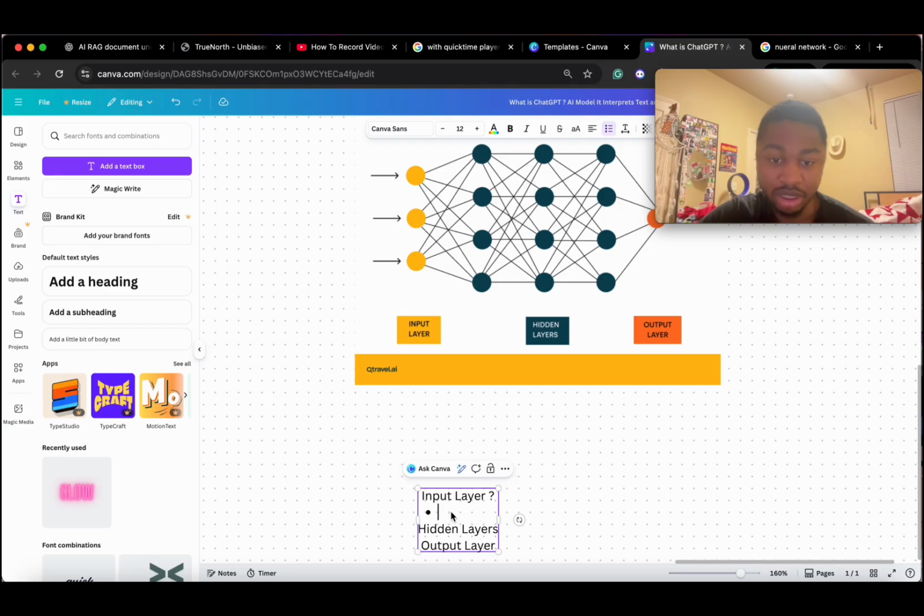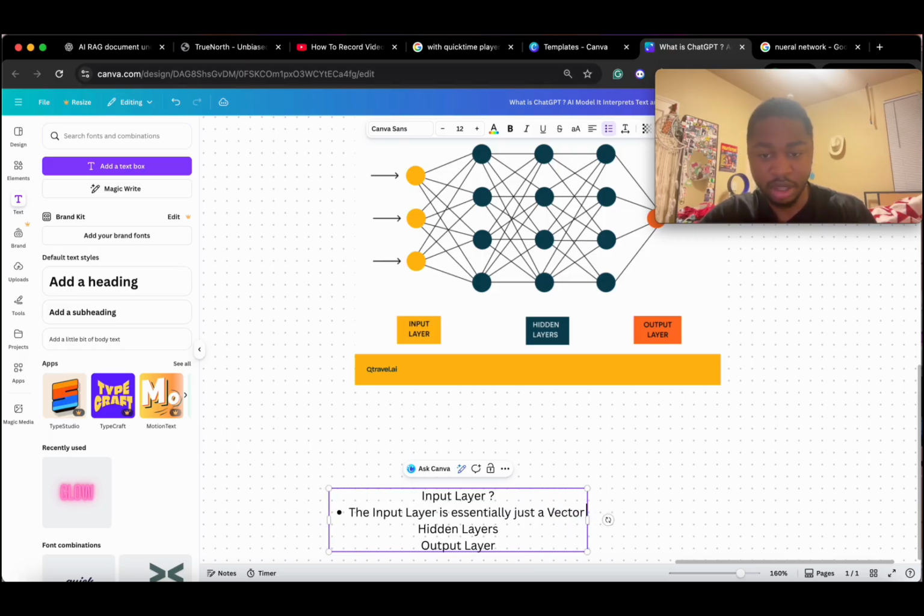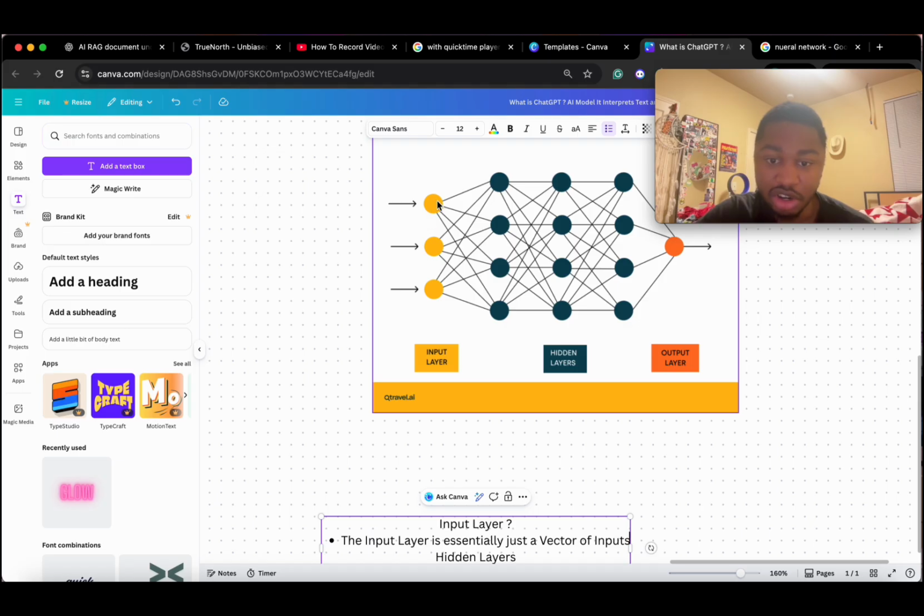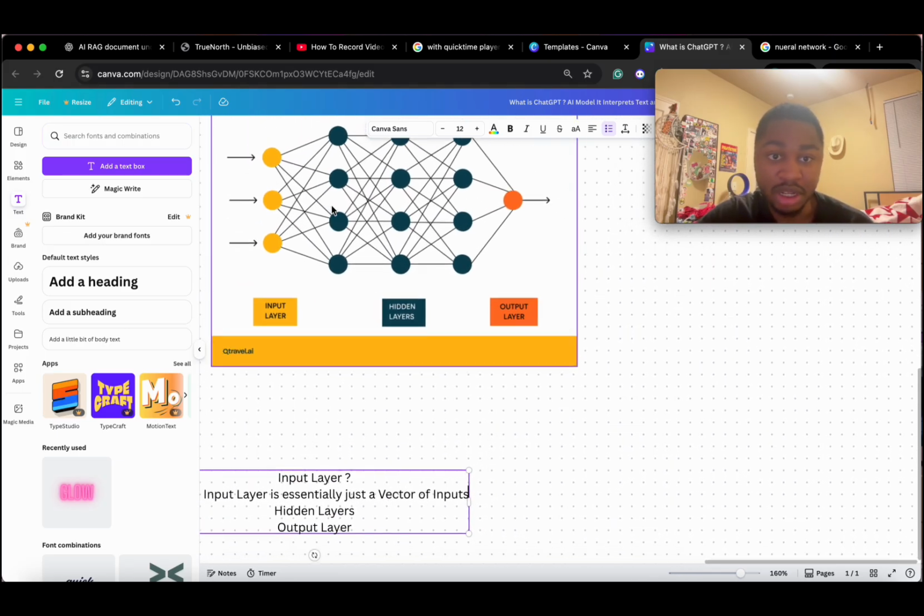And so that's when we start to get to the linear algebra approach. An input, or input layer, is essentially just a vector of inputs. And that makes sense, right? And the explanation I gave: think of each neuron as taking up a little slot within a vector.